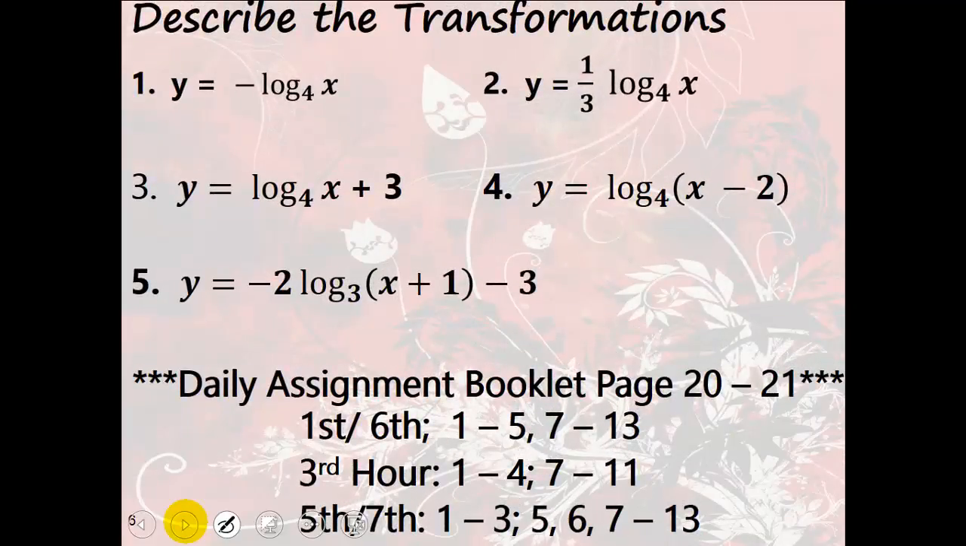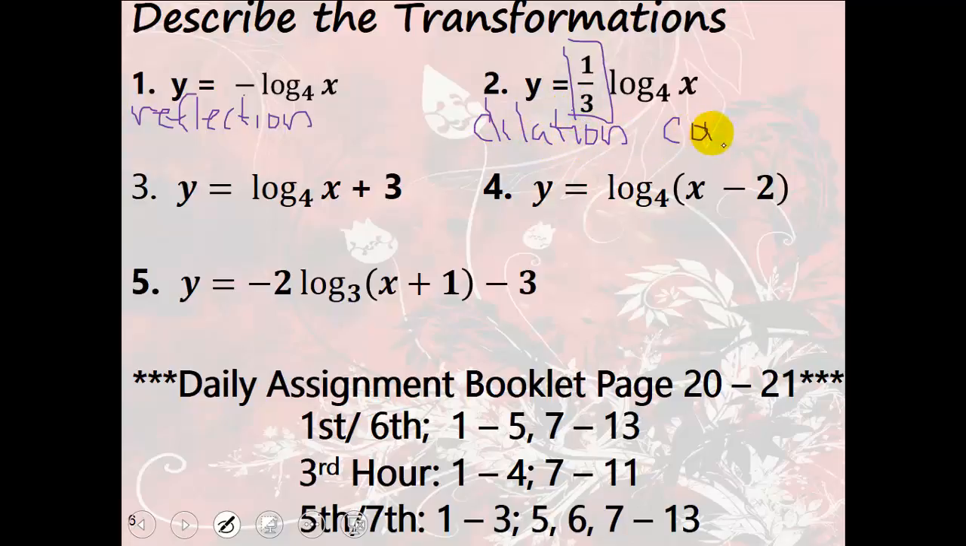So let's describe the transformations. I have a negative out in front, so I have a reflection. I don't have a number out in front, so I don't have a dilation. H is 0 and K is 0, so that's the only one that I have. Okay. Number 2, y is equal to 1/3 log base 4 of the input x. So I don't have a negative sign, but I do have an A. So this means that I have a dilation. And it's less than 1, so this means it's a compression.